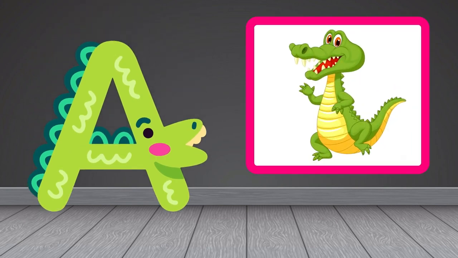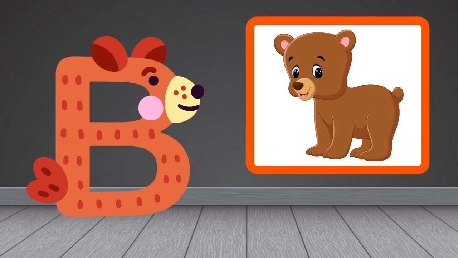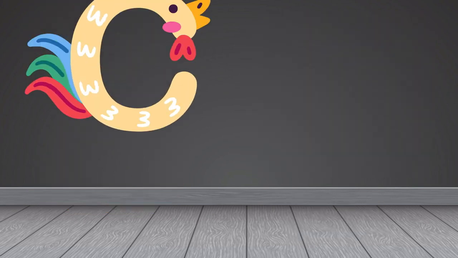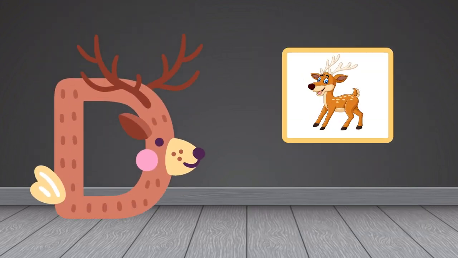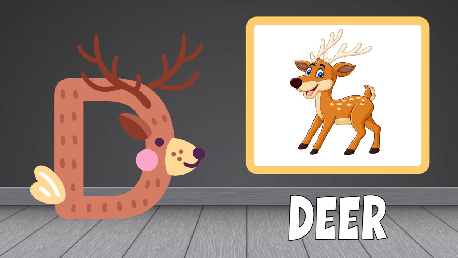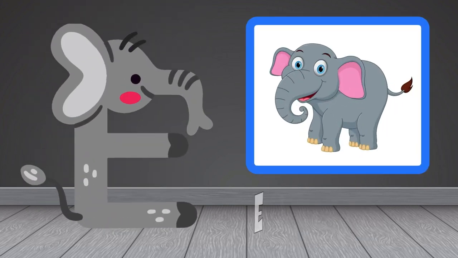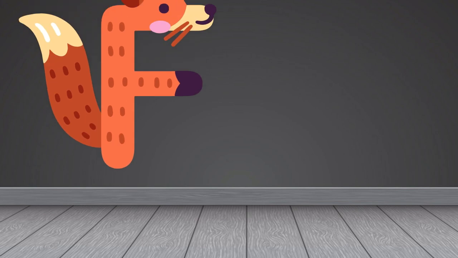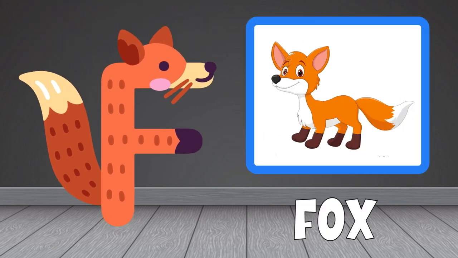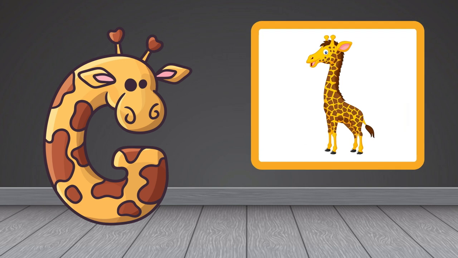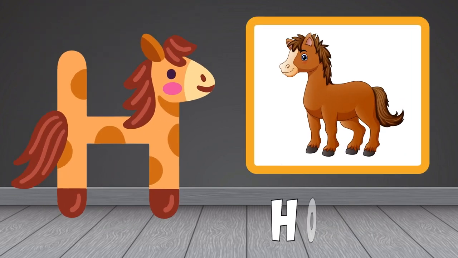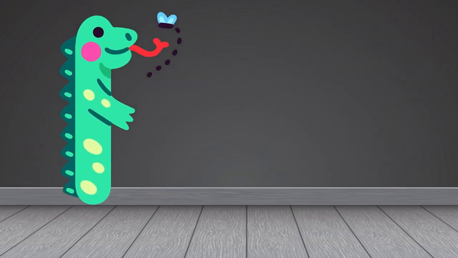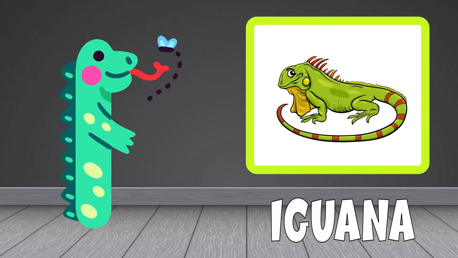A. A for alligator. B. B for bear. C. C for chicken. D. D for deer. E. E for elephant. F. F for fox. G. G for giraffe. H. H for horse. I. I for iguana.